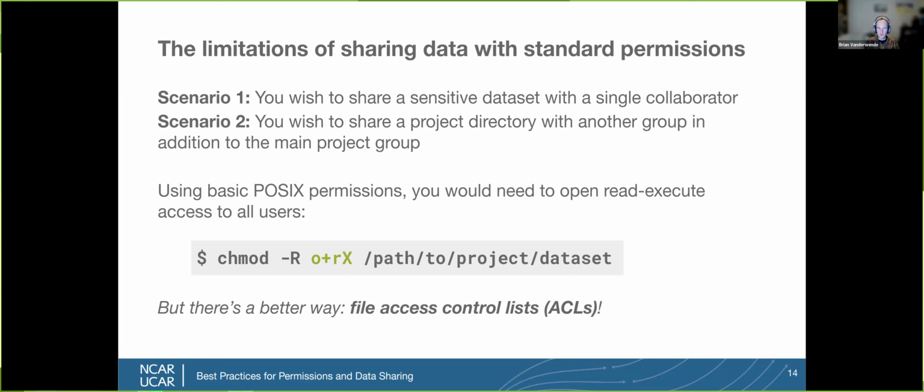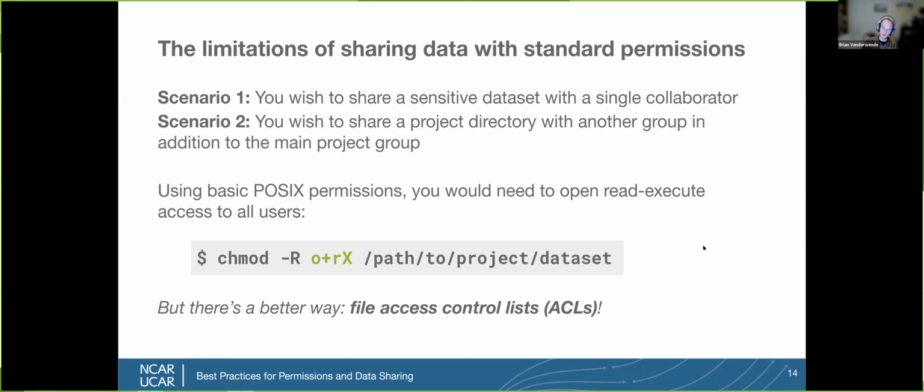file ACLs in particular. Another scenario where ACLs come in handy is if you wish to share a project directory with another group in addition to the main project group. If you remember, a file only has one group assigned to it. You can't assign it to a list of groups, but you can use ACLs to add additional named permissions. In either of these scenarios, with our standard tools you would need to open read and execute access to all users, and based on these scenarios, that is probably not what you want to do.